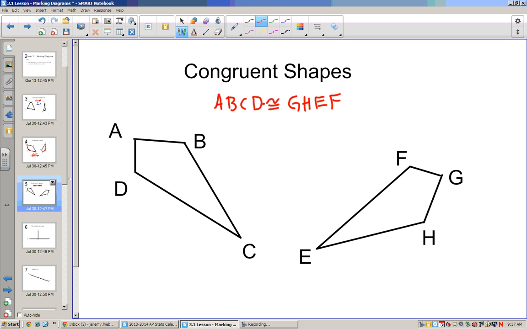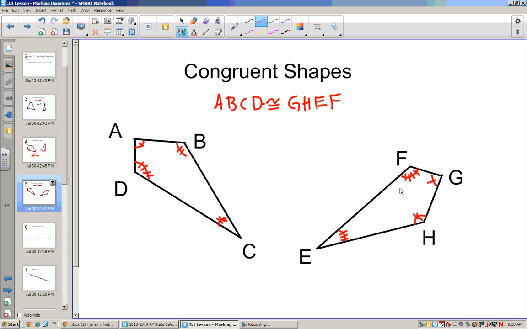Now once we write ABCD is congruent to GHEF, we know that there are many things that are congruent. We know angle A is congruent to angle G. We know angle B is congruent to angle H. Again, C and E. And then finally this last one, D and F.